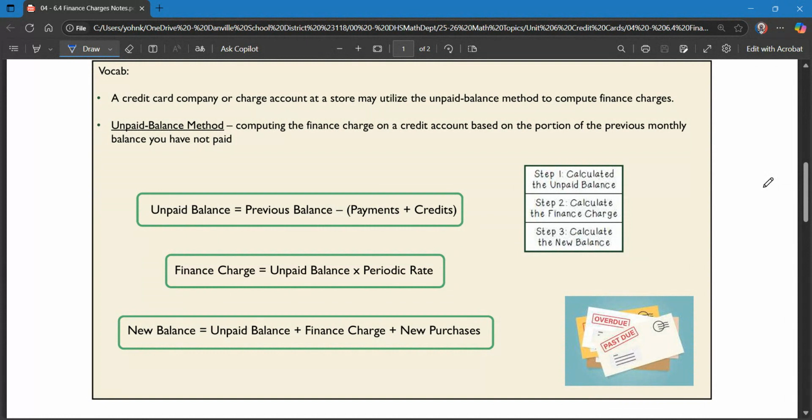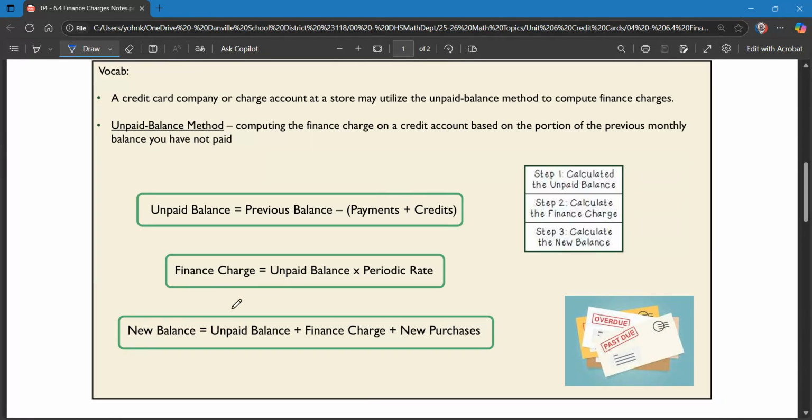So in order to calculate the finance charge that you owe and then potentially how much you actually pay for the purchase, we're first going to find the unpaid balance, which is something we've kind of already been talking about. We take the previous balance and subtract any payments or credits.